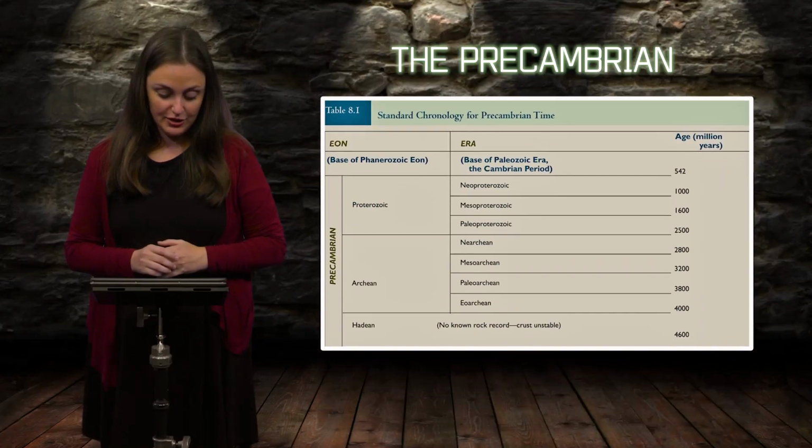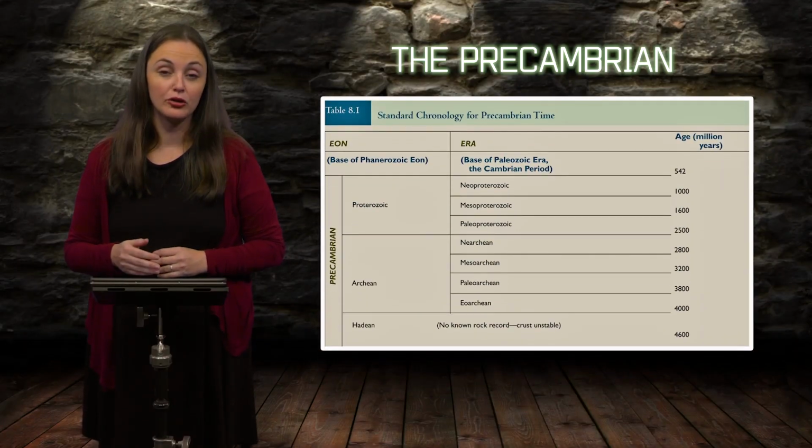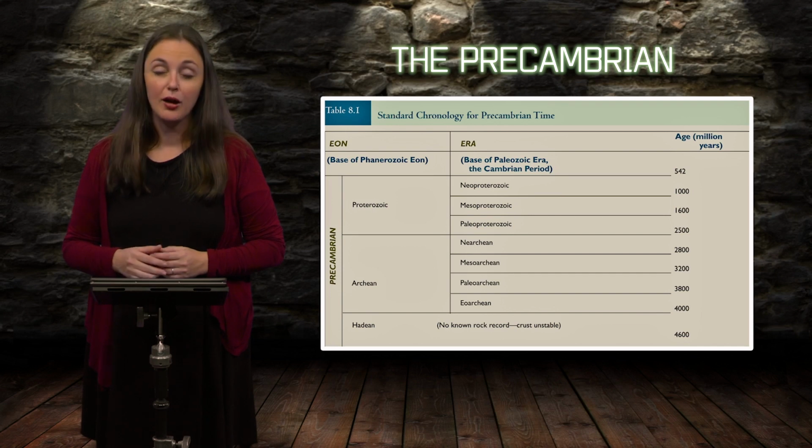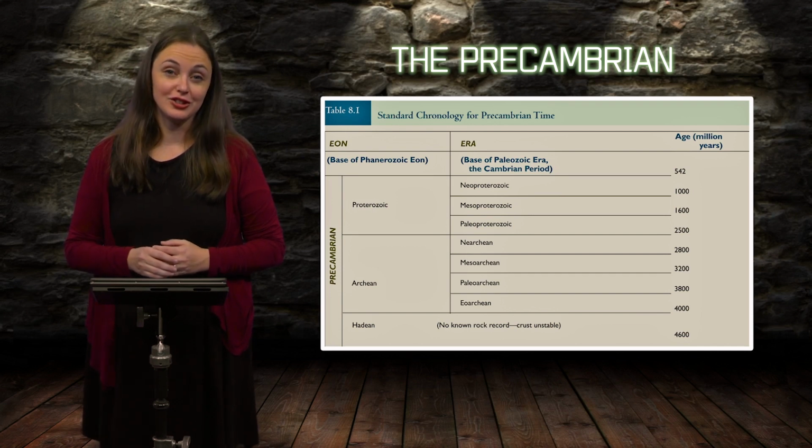So the Precambrian, as I talked about before, is subdivided into the Hadean, Archean, and Proterozoic eons. It's basically all of geologic time before large-scale life evolved on Earth, but there's a lot of physical stuff that's still interesting during that time.